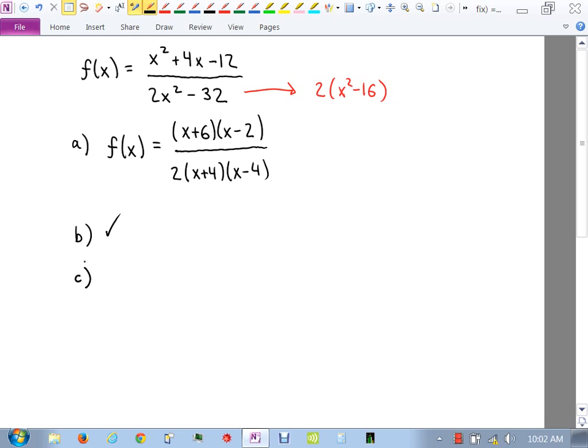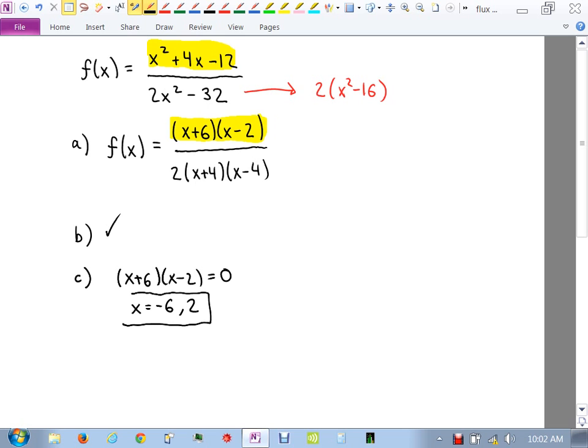X-intercepts, right? So set the numerator equal to 0. Now, I actually have 2 numerators. I have the one that's not factored, and I have the one that is factored. So if I'm going to set one of them equal to 0, I may as well set the one that's factored equal to 0, right? So I'm going to set (x + 6)(x - 2) equal to 0. Set both to 0, you get negative 6 and positive 2.